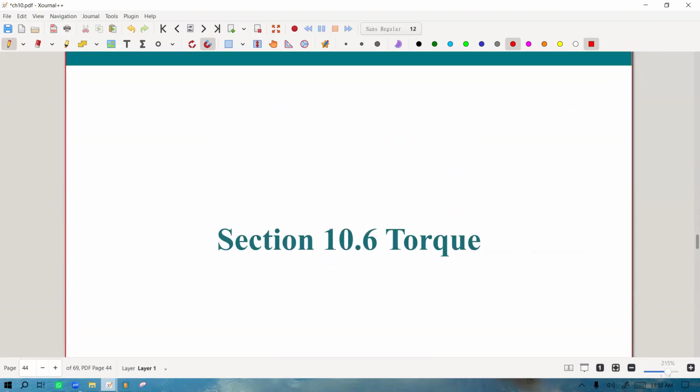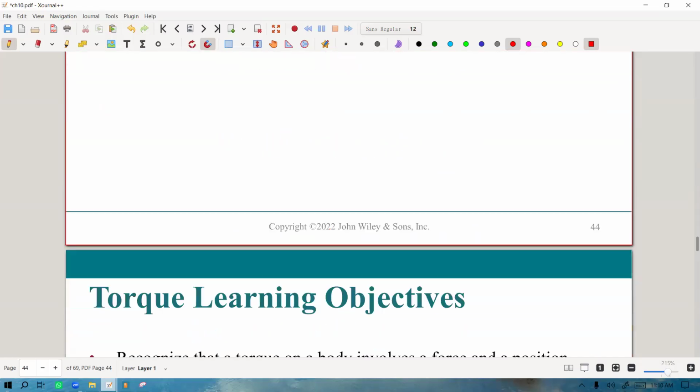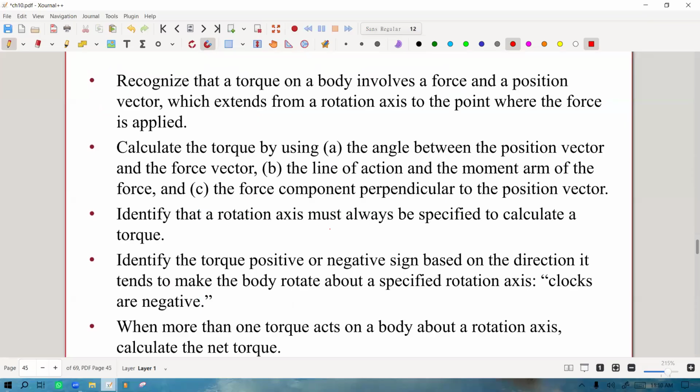Okay, next is the torque. Torque is also an important variable. So for the torque, recognize the torque as a function of force and position vector, and calculate the torque by using the angle between the position vector and force vector, the line of action and the moment arm, and the force component perpendicular to the position vector.